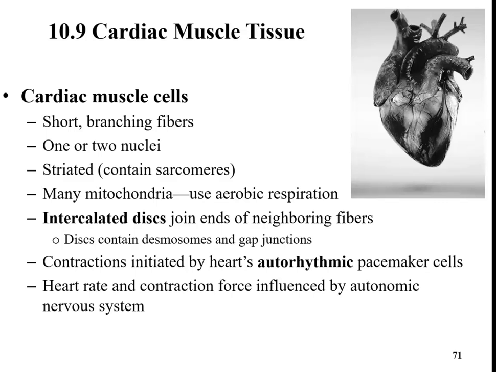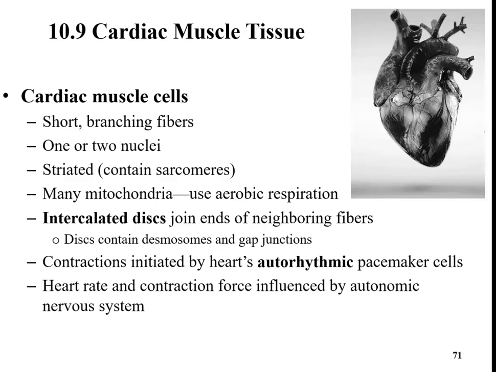The desmosomes help prevent shearing stress and keep the cells bound tightly together, while the gap junctions, in addition to binding the cells together, allow for the flow of cellular contents from one cell to another. So that's going to allow for fast transmission of the impulse for the cardiac cells to contract and make the heart beat.